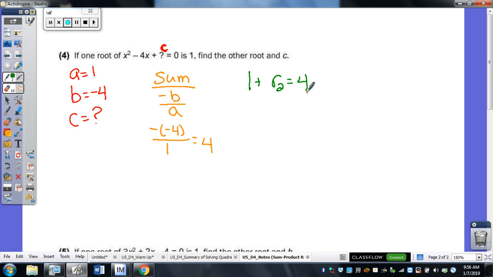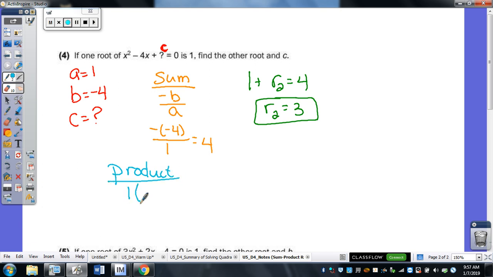So what's our second root going to be? 3. Just subtract your 1. Your root number 2 is 3. So we've done our first part. They told us to find the other root. We found it. The other root is 3. So to get our c value, we should find our product of our two roots.